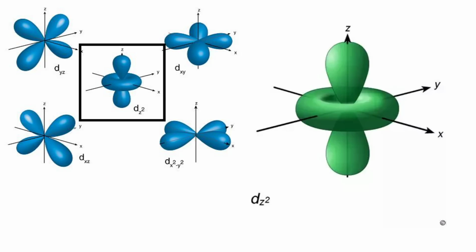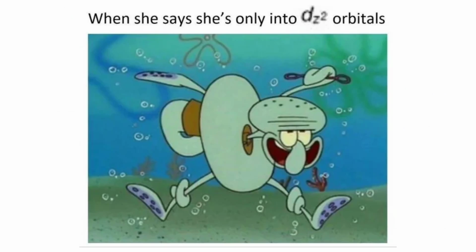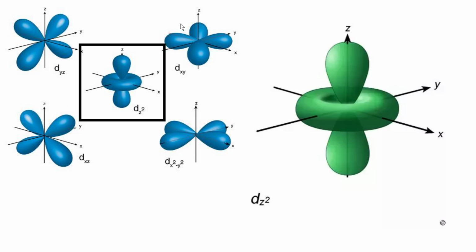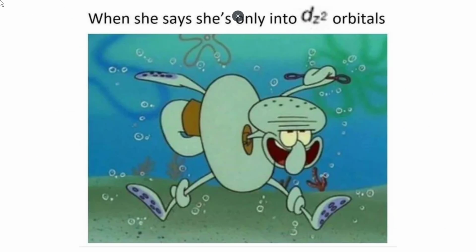So remember, these are our d orbitals, and the only reason I have this slide is for the fantastic meme that comes along with it, which is this. When she says she's only into d z2 orbitals, which dz2 is our name for this orbital here. You don't need to know any of these names. If you do second year uni chemistry, you might need to know them.